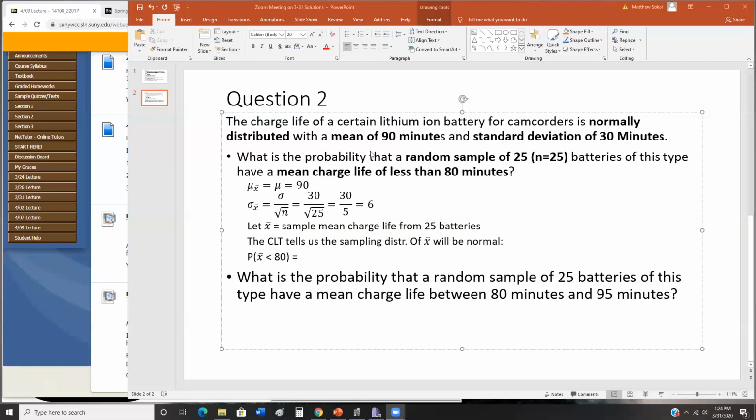I can't see the screen anymore. Hold on. Yeah, what happened? Sorry, I'm new to Zoom. Can you guys see this now? Yeah, we're good. Yep, sorry, my bad.